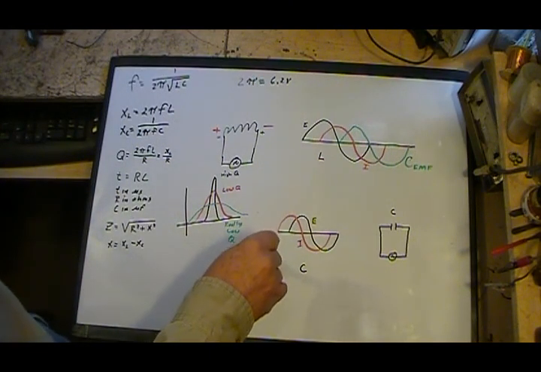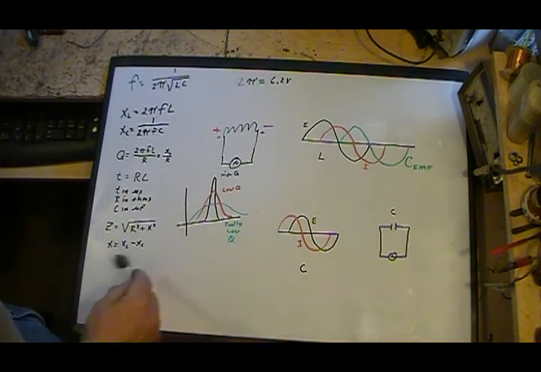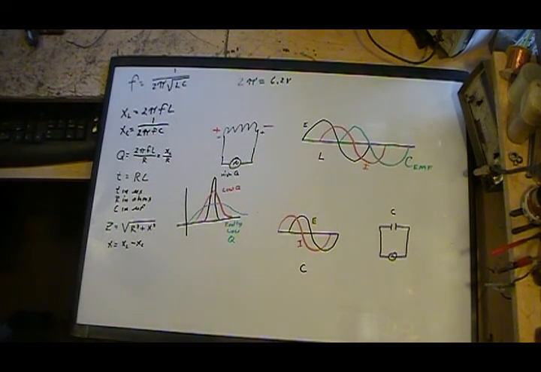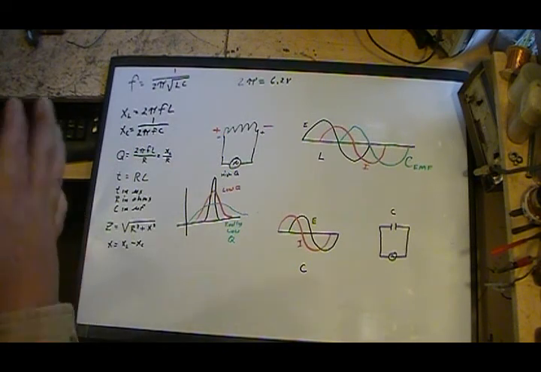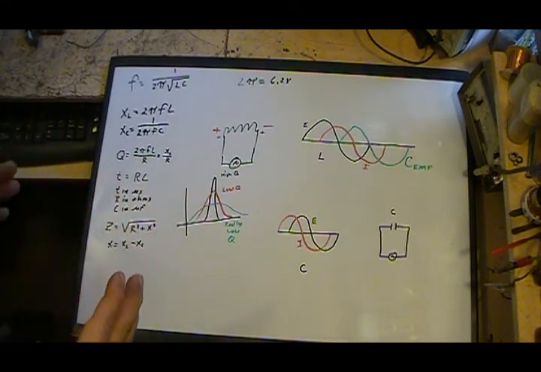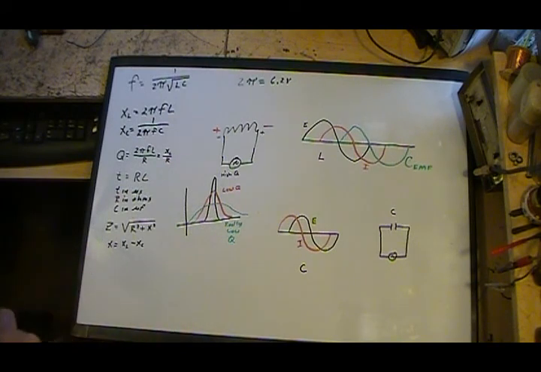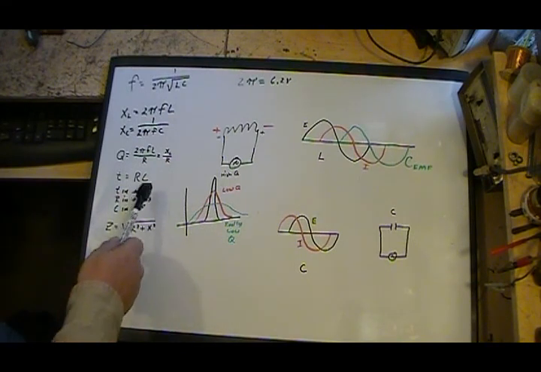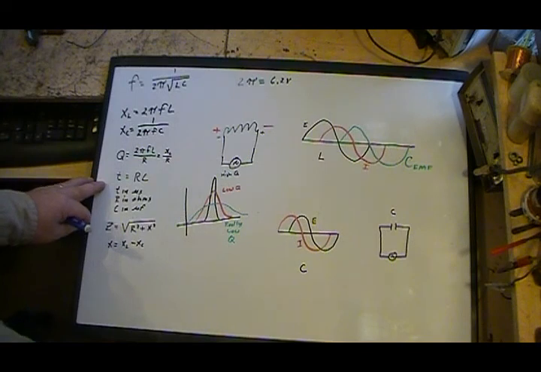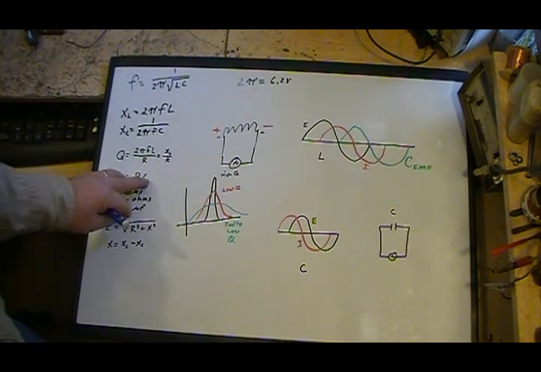Now, another thing about capacitors that you'll have to deal with at some point, and you should really know a lot about, or at least have a good idea about, especially when you're working on anything electronic with capacitors and resistors, is what they call the time constant. Right here, T equals RC.